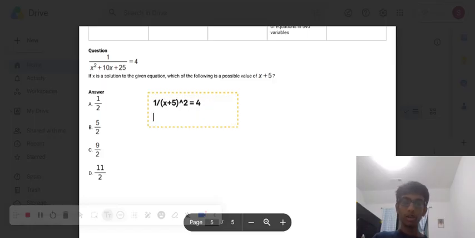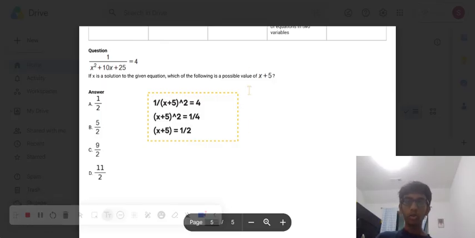Right? And what we can do is take the reciprocal of both sides, and we get x plus 5 squared would be equal to 1 over 4. And x plus 5 thus would be equal to 1/2, right? That is definitely one way you can solve it, and I believe it's the quickest.